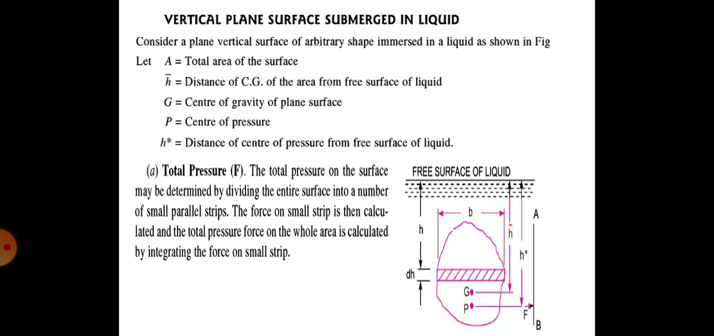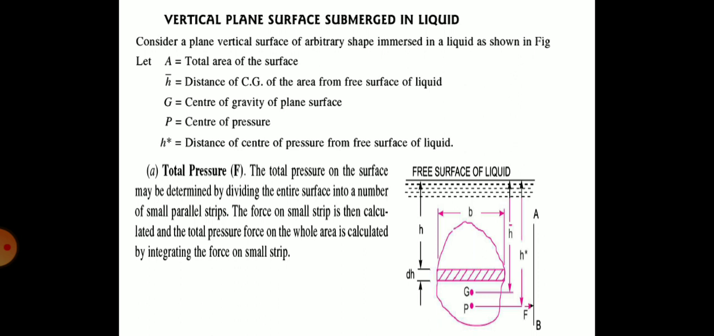Then G is the center of gravity of the plane surface. P is the center of pressure. We can see the point P, it is the center of pressure, and H star is the distance of the center of pressure from the free surface of the liquid. It is also shown in the figure. Here is H star, which is the distance of the center of pressure from the free surface of the liquid.